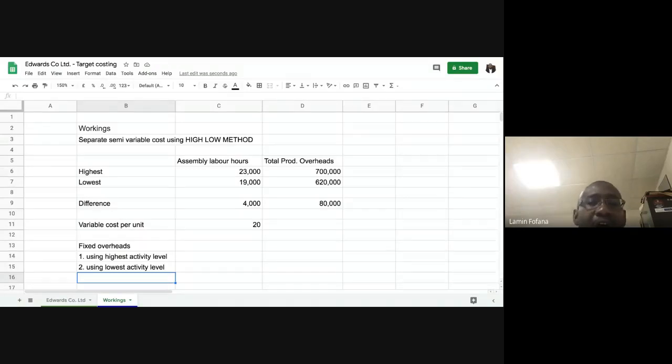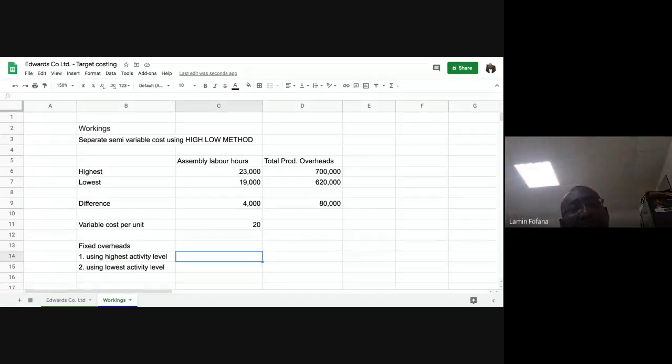Yeah. So how should we substitute here? Can someone give me the formula, please? What should be our fixed overhead using highest activity level and our fixed overhead using lowest activity level? Can someone help us, please? Give me the formula that I need to put here.